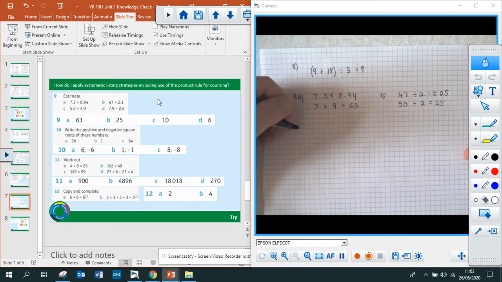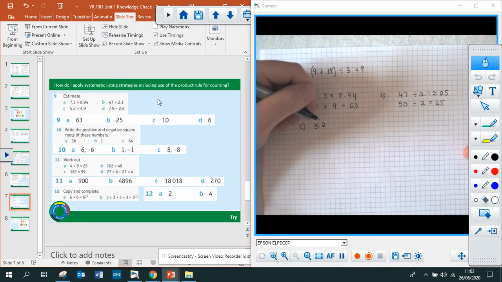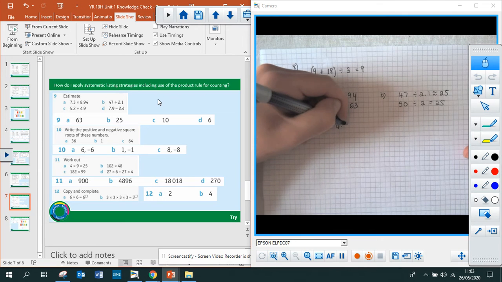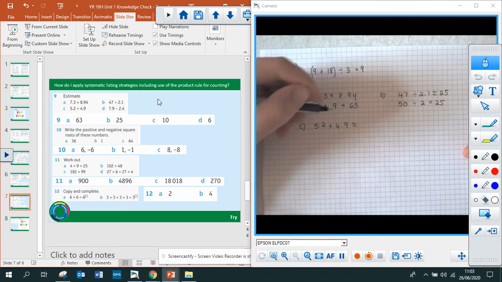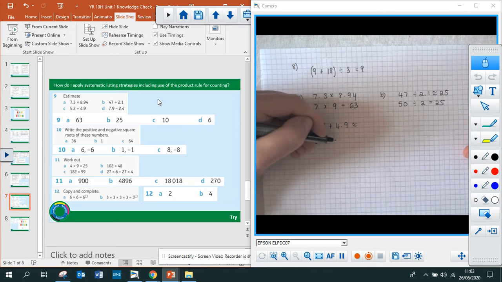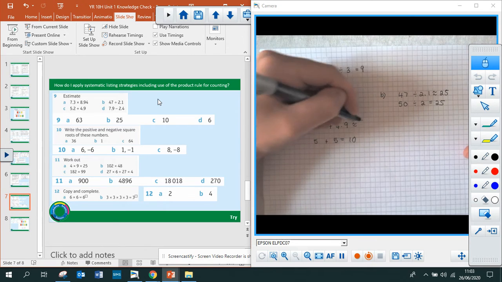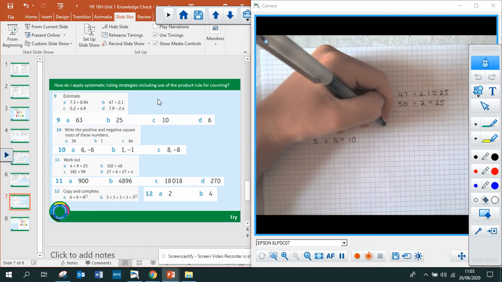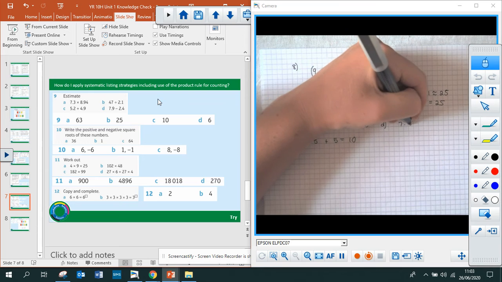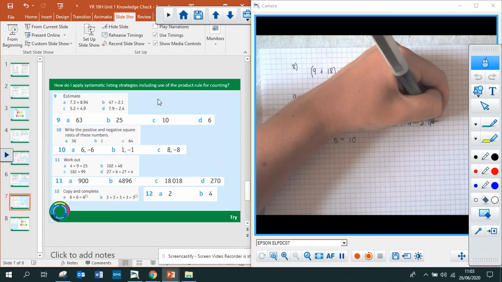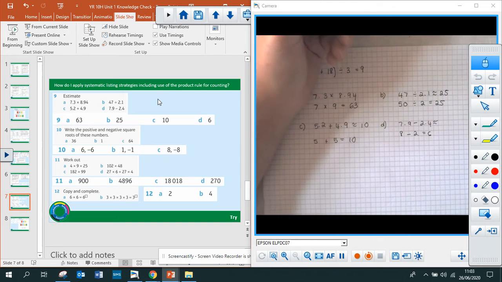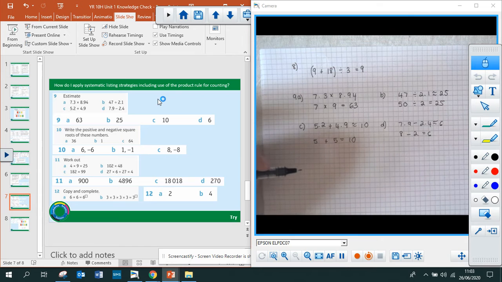The next one, part C, 5.2, I think that says plus, yeah, plus 4.9. Round both to one significant figure, that would be 5 plus 5, which is 10. Therefore, that approximately is 10 there. And D, 7.9 subtract 2.4. 7.9 is 8 minus 2 is what we're doing there, so it's roughly 6. It's approximately 6, my answer there.